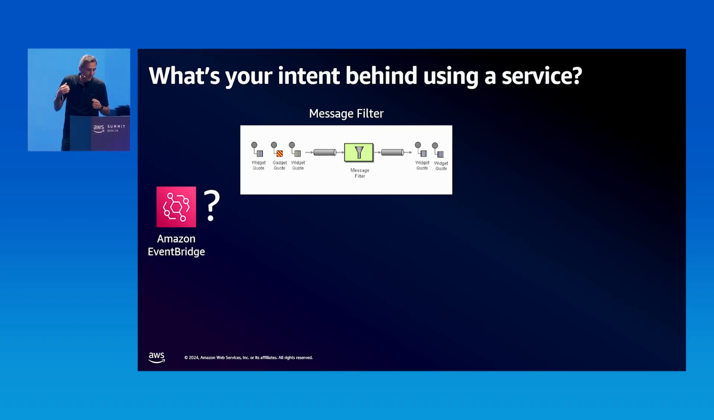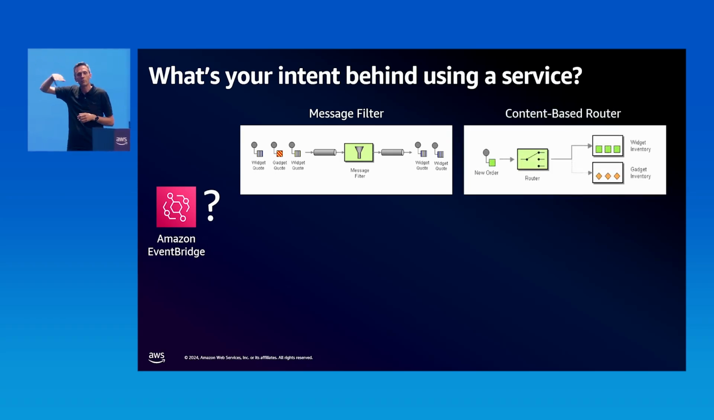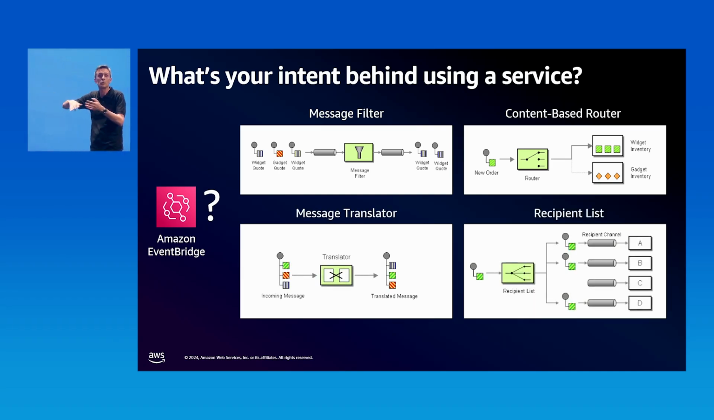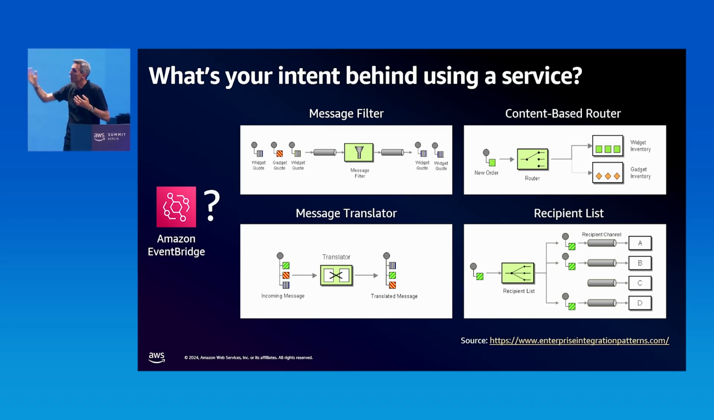You are going to filter messages, you are going to route them differently depending on the content, you are going to transform the messages, and you are going to send them to different recipients. If you give me only the icon, I'm losing that. Where am I going to find this intent? I need to look into the code, and it's probably lost.